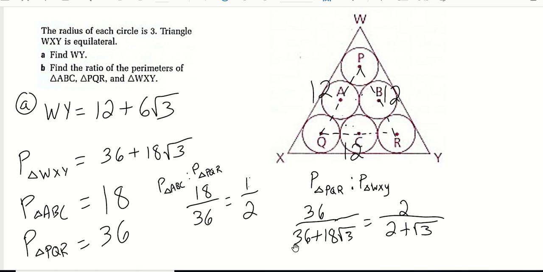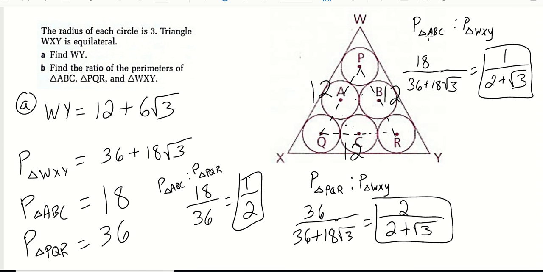So we can divide them both by 18, right? And we can divide the numerator by 18 as well. So 36 divided by 18 is 2. 18 divided by 18 is 1, so we get 1 root 3. And 36 divided by 18 is 2. So we get 2 to 2 plus root 3. That is that ratio. And now let's do the same thing for triangle ABC to triangle WXY.